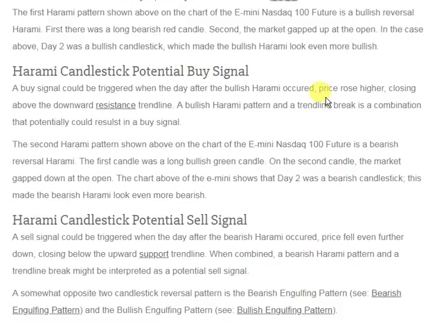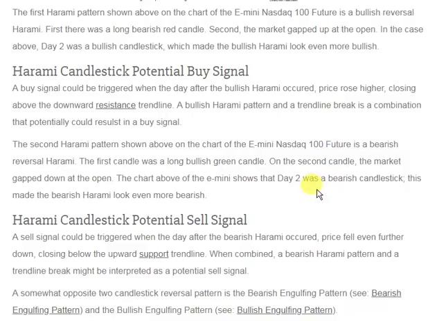And then, Harami candlestick potential buy signals. A buy signal could be triggered when, the day after the bullish Harami occurred, price rose higher, closing above the downward resistance trend line. A bullish Harami pattern and a trend line break is a combination that potentially could result in a buy signal.